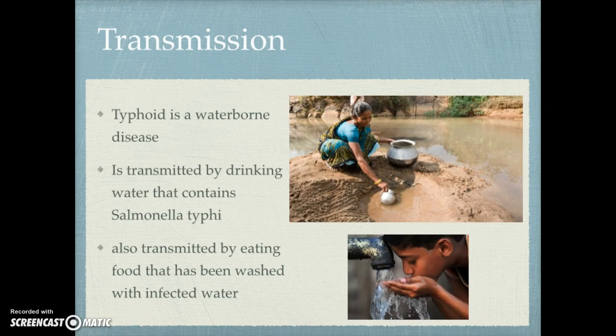Typhoid is a waterborne disease, so it's transmitted by drinking water that contains the bacteria, or eating food that has been prepared with infected water or has been washed with infected water.